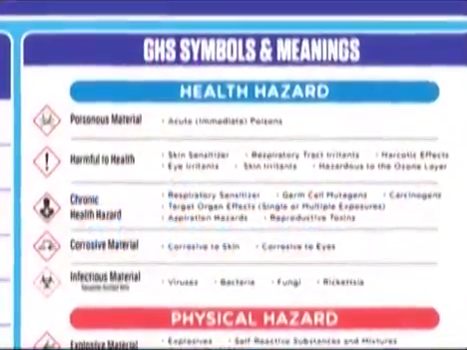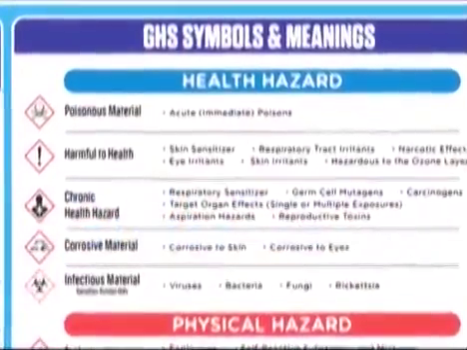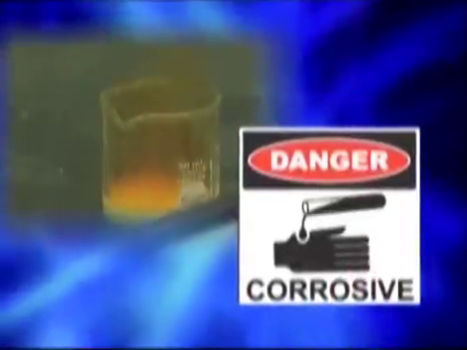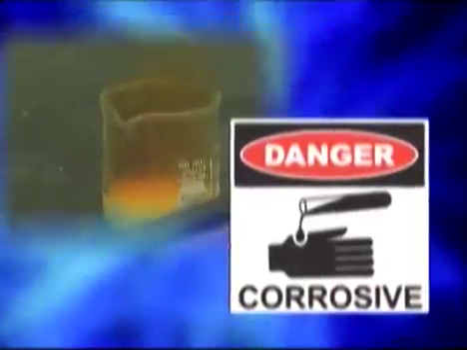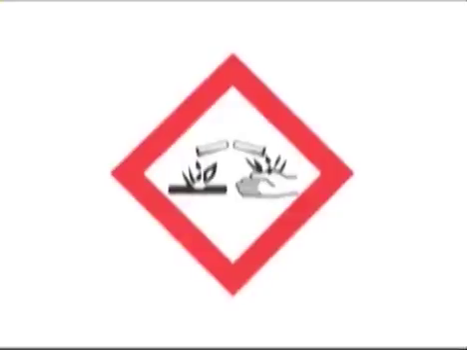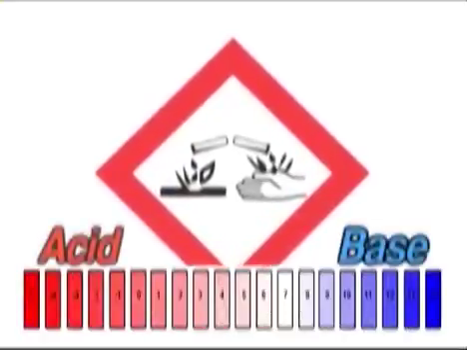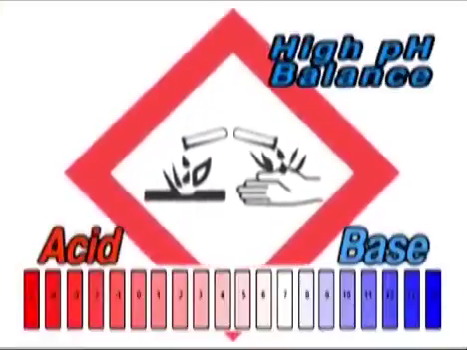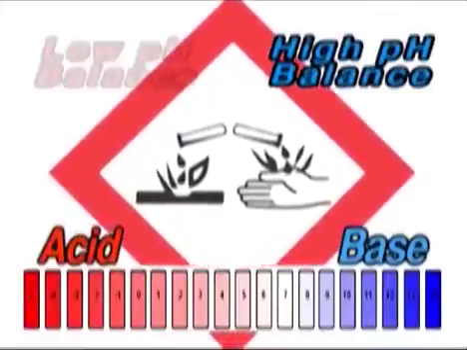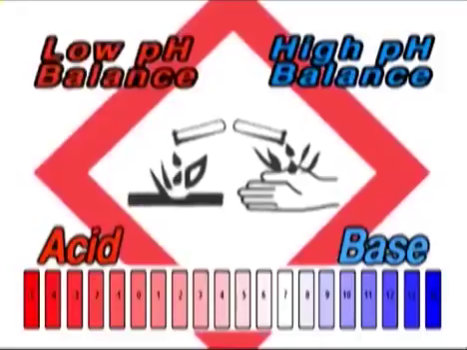Chemicals can also be the source of many health hazards. Some of these health hazards include a carcinogen, which indicates a chemical that causes cancer. Corrosive is a chemical that can burn, destroy, or eat away at eyes or skin on contact. Corrosives are either bases or acids. Bases have a high pH balance. pH means free ions of hydrogen. Acids have a low pH balance.